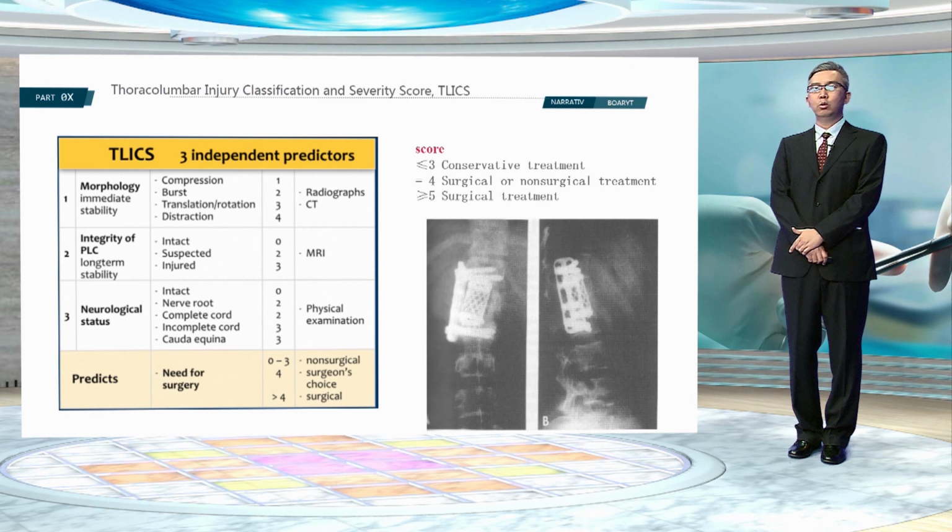For this part, there is a very important key point, the TLICS classification. You should remember the TLICS contains the morphology, the PLC, and the neurological status. A patient with a TLICS score of less than 3 points may only need traditional non-surgical treatment, and a patient with a score of more than 4 points may need surgical treatment. For a patient with a TLICS score of 4 points, both surgical and non-surgical treatment are okay.